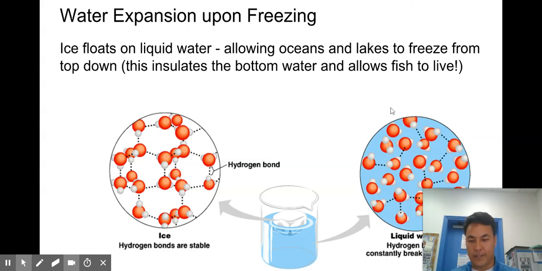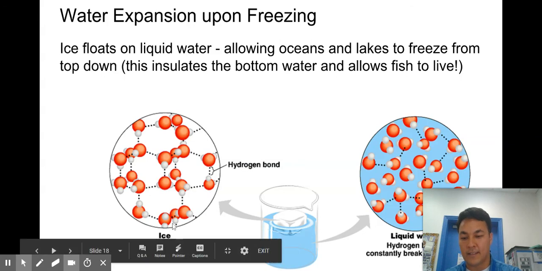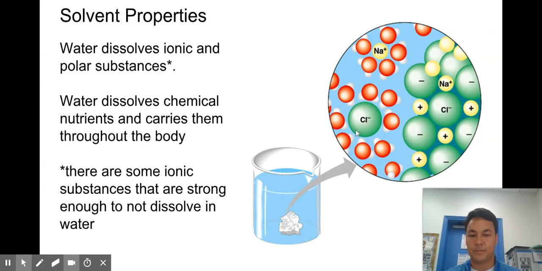So once it freezes, these hydrogen bonds keep the water molecules in what's called a lattice structure. So it's going to have more space in between them. And since density is equal to mass divided by volume, if volume in the denominator goes up, then density overall goes down. So water in its solid state of ice is less dense than liquid.